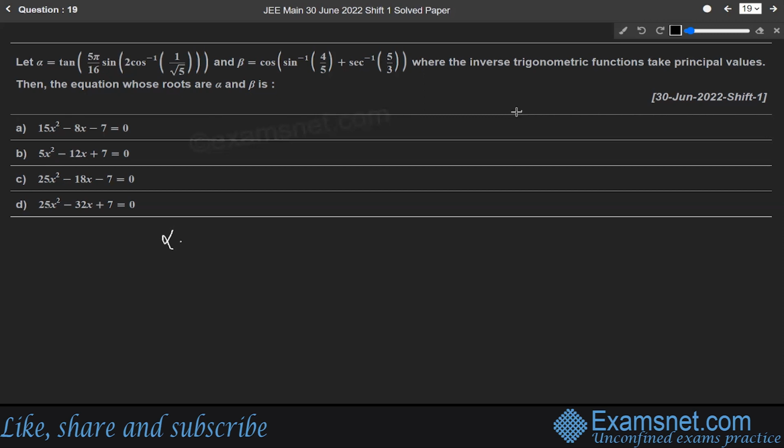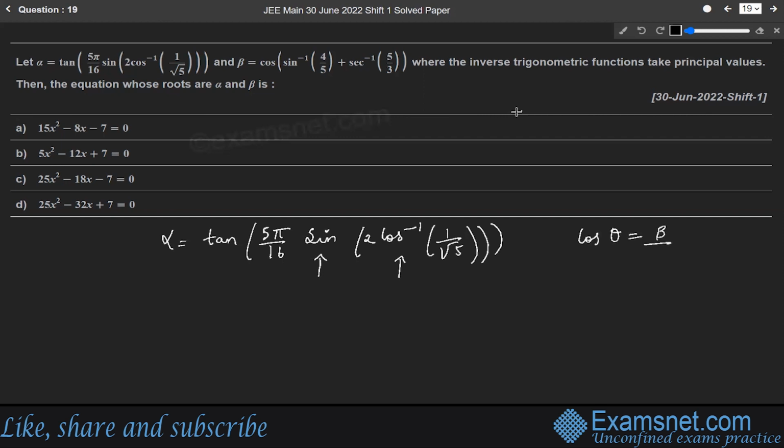What is alpha? Alpha is tan of 5 pi by 16 into sine of 2 cos inverse 1 upon root 5. Here you can see that we have a trigonometric function which is sine and another trigonometric function which is cos inverse. So let us do one thing. Let us transform this cos inverse into sine inverse. Now how we can transform it? We know that cos theta is equal to base upon hypotenuse. So what is the value here? 1 upon root 5. So base is 1 and hypotenuse is root 5.